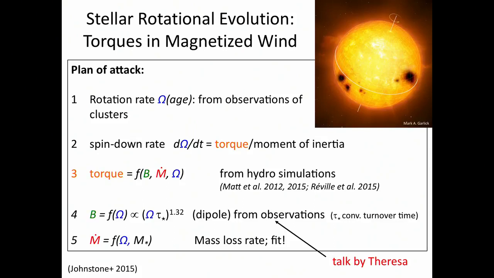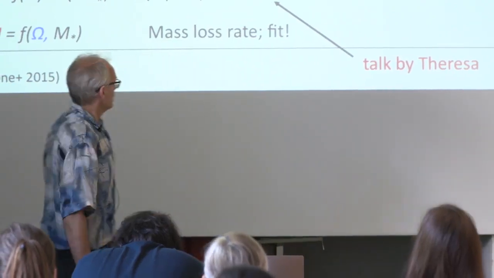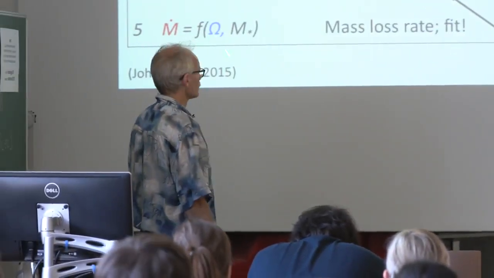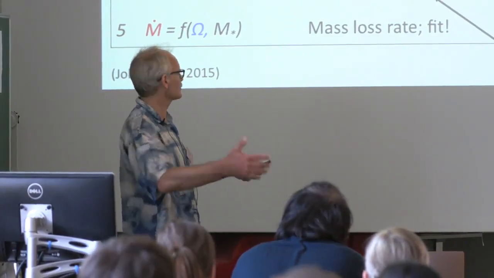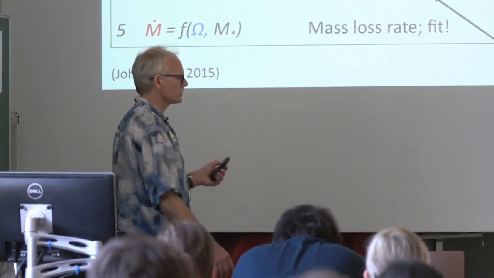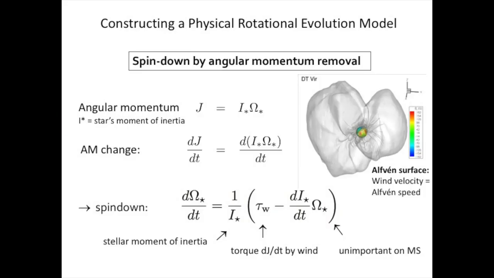The last one and the most tricky one is mass loss, because we cannot look at mass loss on stars. We don't see solar winds around other stars. But it's probably a function of omega again, the rotation period or rate, because it has to do with magnetic fields in a way, and maybe it's a function of the stellar mass. Let's go on, develop this.